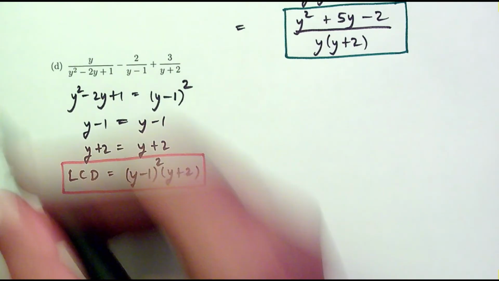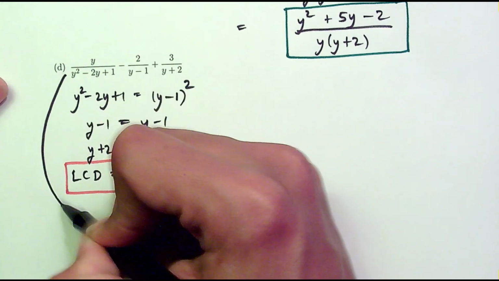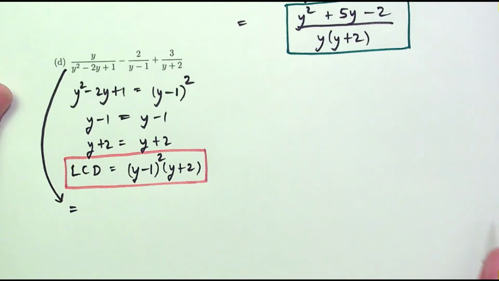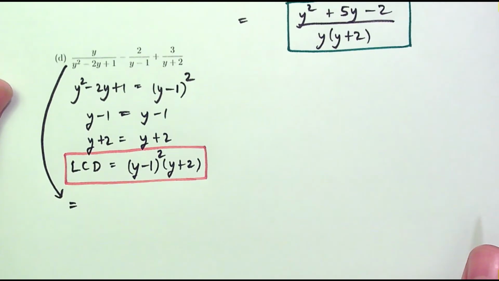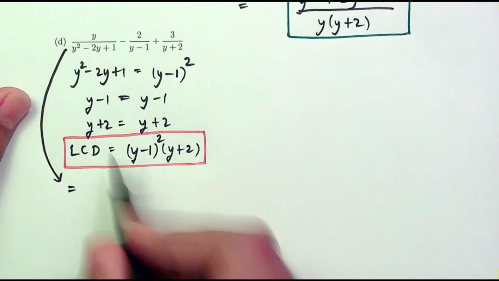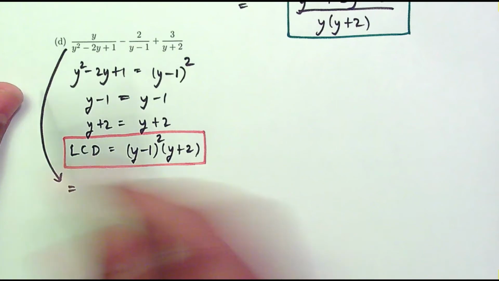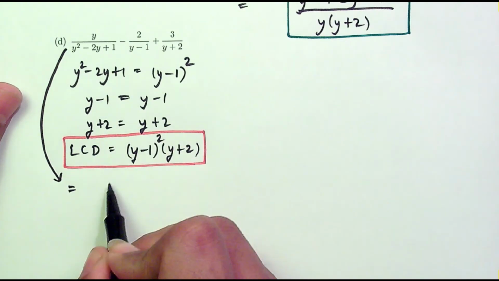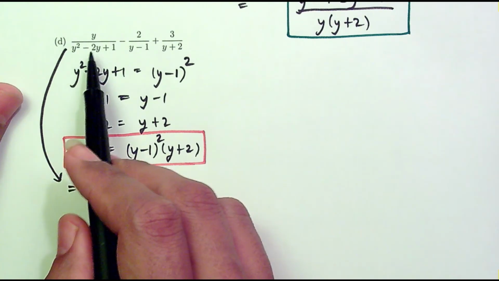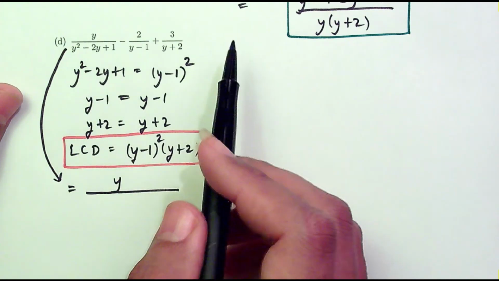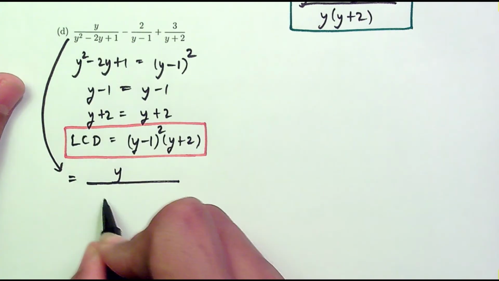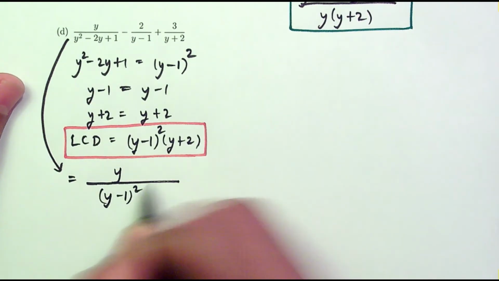Okay, and now we write each of these fractions as new fractions that have this thing as their common denominator. First, I'm just going to copy the problem for convenience, but when I copy it, instead of writing the denominator like this, I'm going to write all the denominators as factors. So instead of writing this, I'm going to write this as the actual denominator.